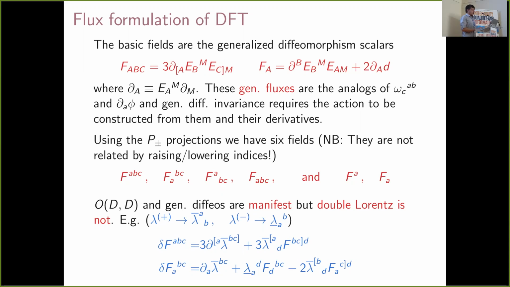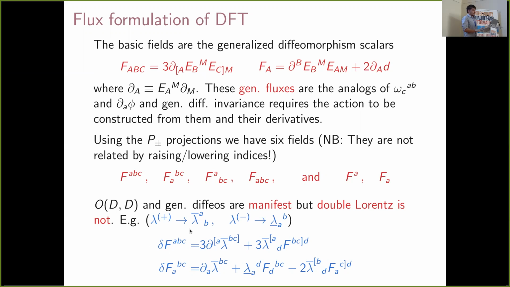Right. So O(D,D) symmetry is manifestly built in here, and generalized diffeomorphism invariance is manifestly built in. But the price you pay is that the double Lorentz symmetry is not manifest here. So instead, these fields transform, just as the spin connection transforms in an awkward way under Lorentz transformations, these generalized fluxes transform somewhat awkwardly under the double Lorentz transformations. So I've written the transformation for two of them here. The first one, with three upper indices, transforms like this. So there's an antisymmetrized derivative.